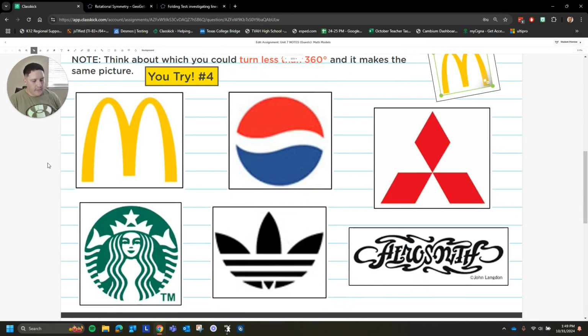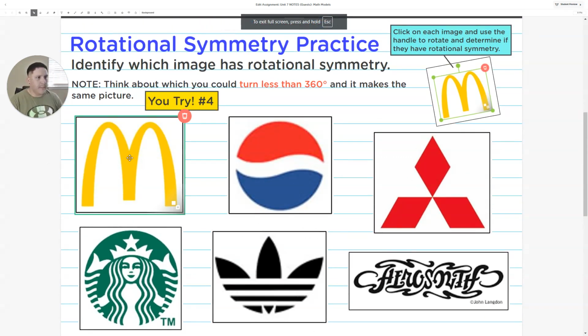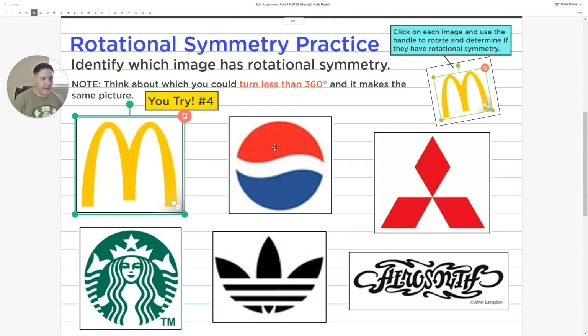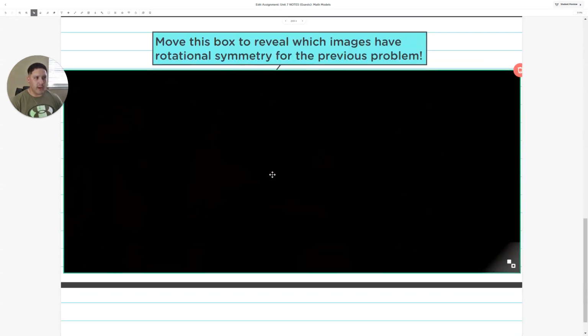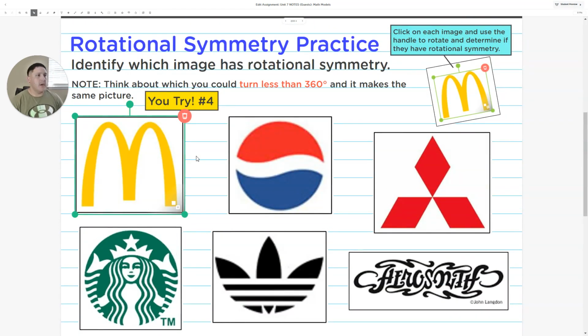Rotational symmetry has to occur before you make a full turn. Okay, so what I would like for y'all to do is, in Class Kick, rotate these images by clicking on them and then using the handle to rotate them. And then I want y'all to see if you can identify which ones have rotational symmetry and which ones don't. Again, if you have access to Class Kick, please do that right now. And then you can check your answers right here at the bottom, behind this box. Otherwise, I'm going to show y'all which ones have rotational symmetry and which ones don't.